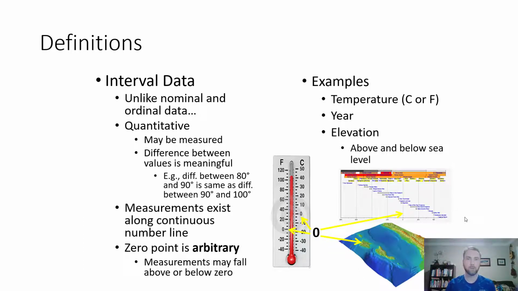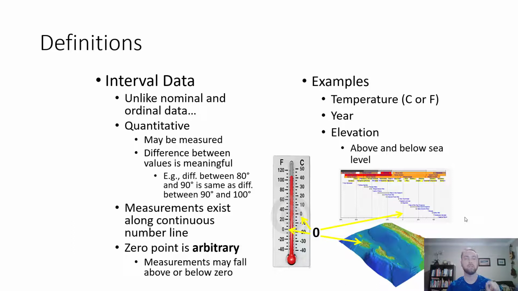And that's the same as the difference between 90 and 100 degrees Fahrenheit, right? So the difference between 40 and 50 is 10 degrees. The difference between 80 and 90 is 10 degrees. So there is a meaningful difference from one value to the next. Measurements exist along a continuous number line, meaning that with the example of temperature, once you get down to zero, you can go below zero, right? Whether it's 0 Fahrenheit or Celsius, there is something below that, right? If it's Fahrenheit, below zero is very, very cold. If it's Celsius, below zero is cold, but it's below freezing, but it's just barely below freezing, right?